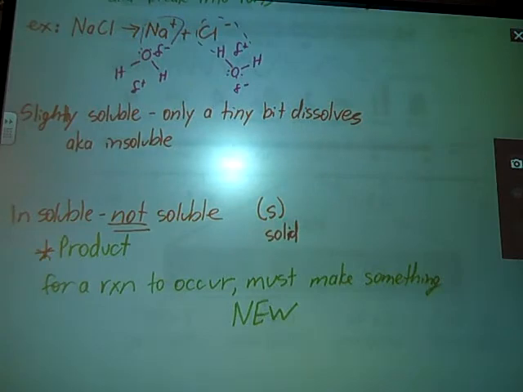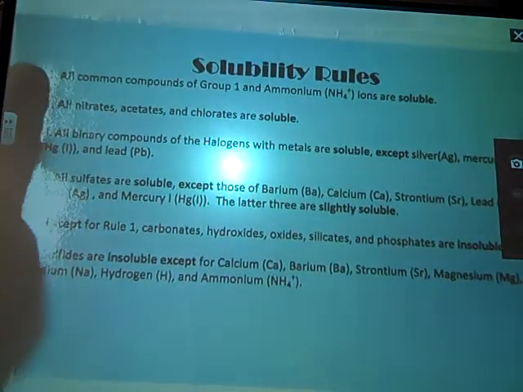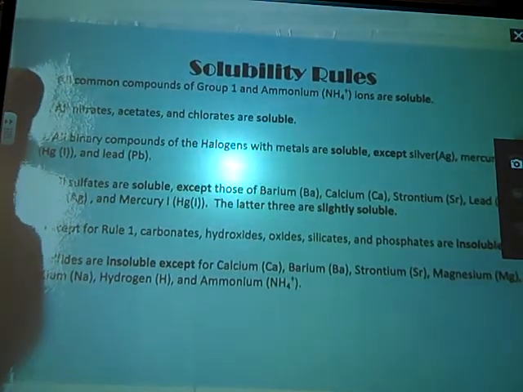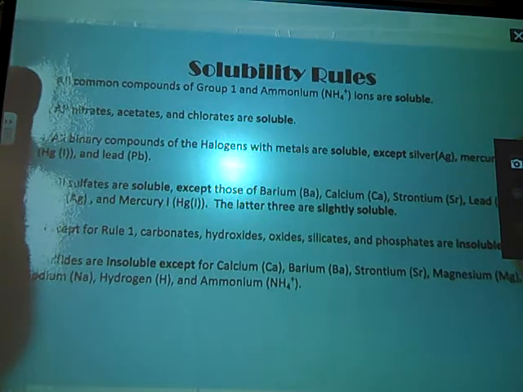But how do you decide whether or not a substance is solid? Is it just arbitrary, or is there in fact some kind of plan? Well, this is chemistry, so of course there is a plan. There are these solubility rules, a series of rules that help you decide whether or not a substance is soluble.